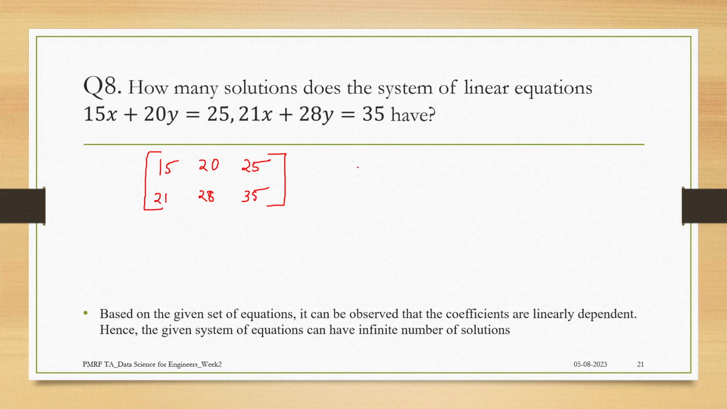If you take 5 common out of the first one, what will be coming? 3, 4, 5 will be coming. And for the next one, if 7 is taken out common, it will be 3, 4, 5 again. So the coefficients you can see they are linearly dependent. Hence the given system of equations can have infinite number of solutions. I hope this is clear.